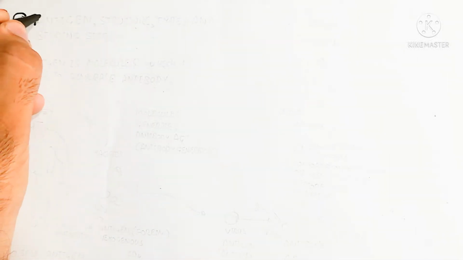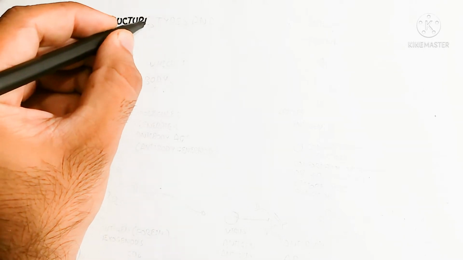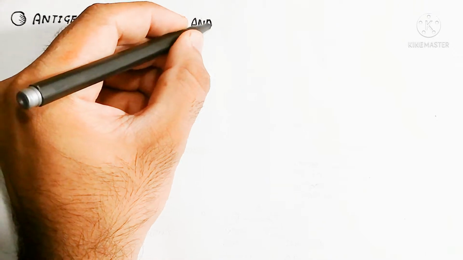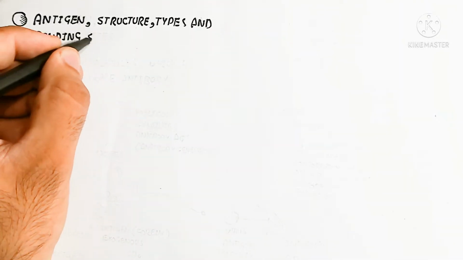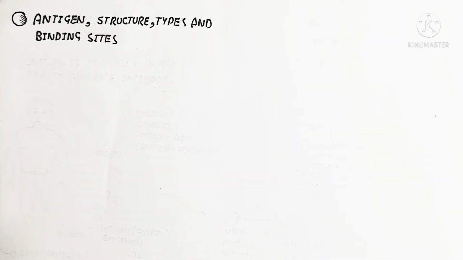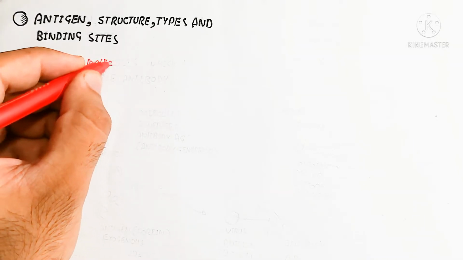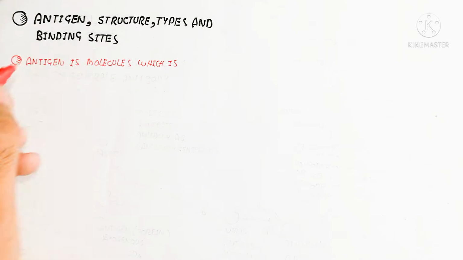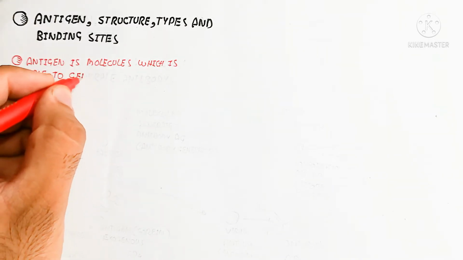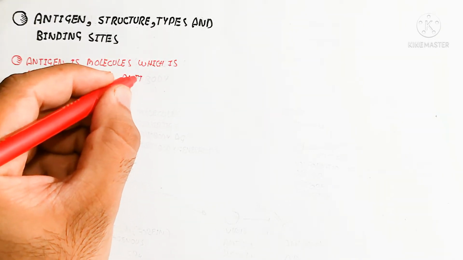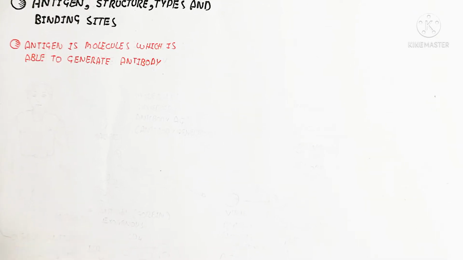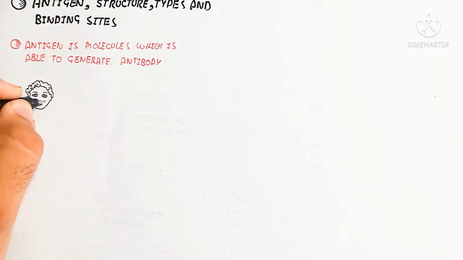Hello, in this video we will discuss the antigen structure, types and binding sites. The antigen is a molecule which is able to generate antibodies. That is why it is known as the antibody generator, AG. We will discuss the different types of antigen in this video.